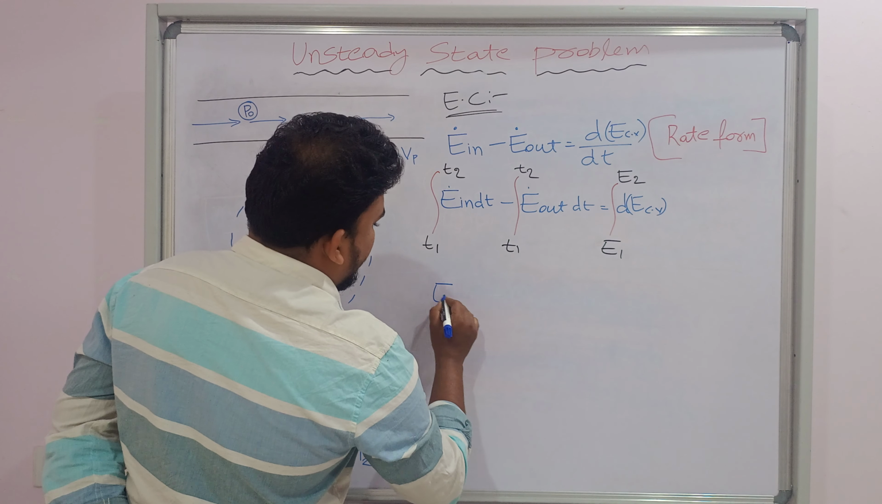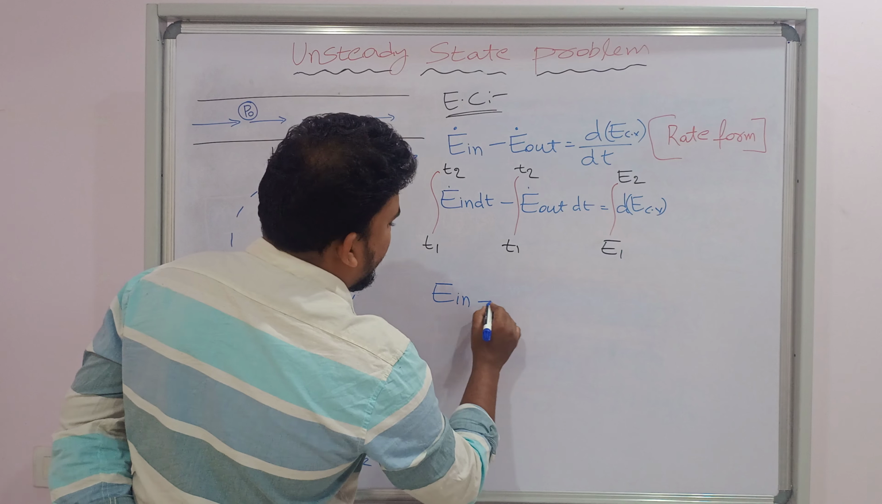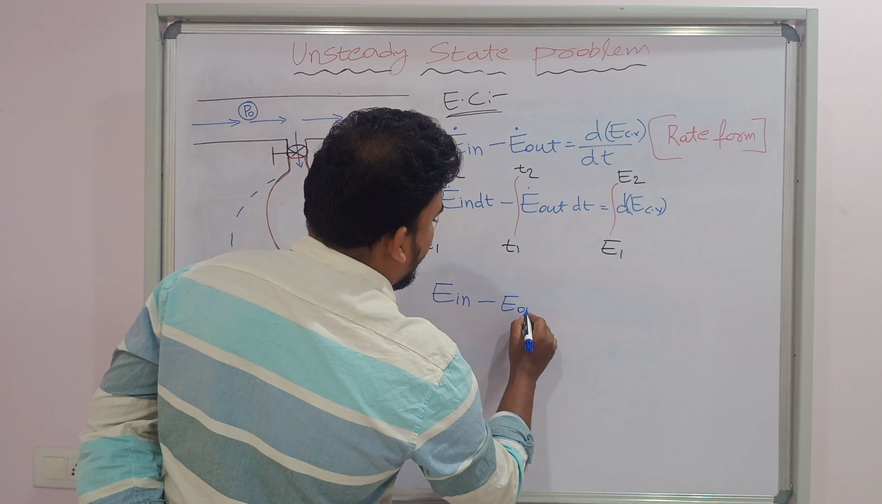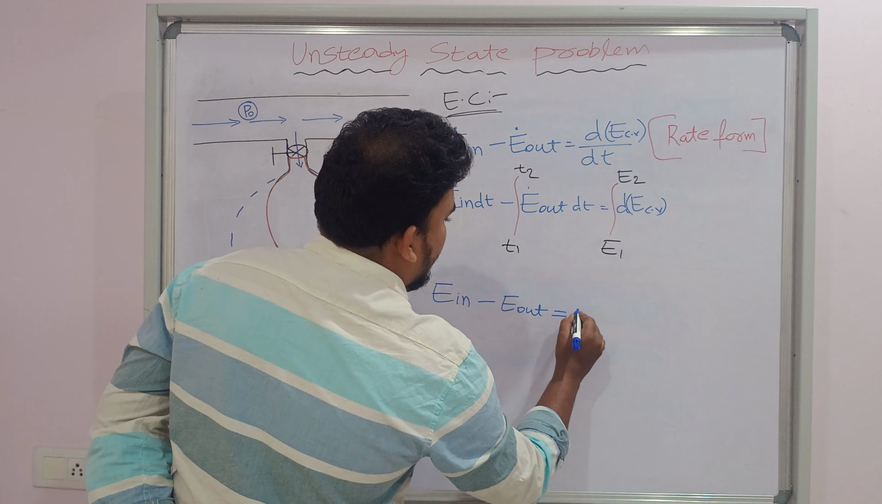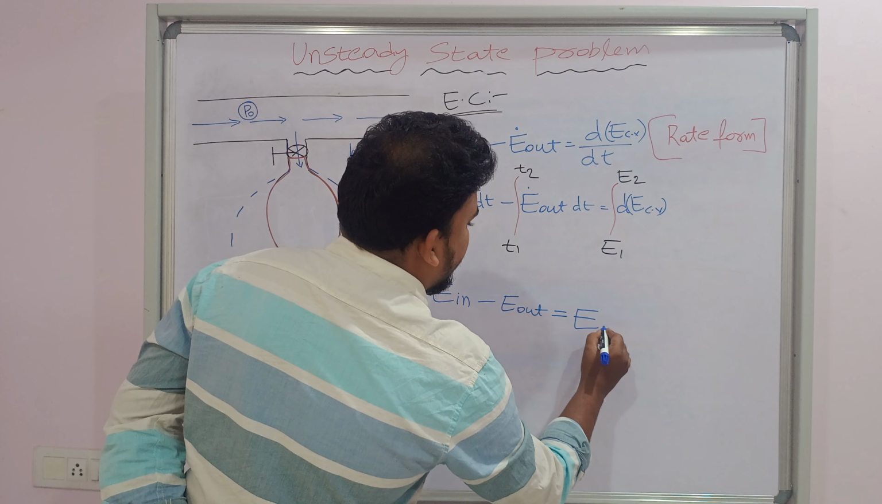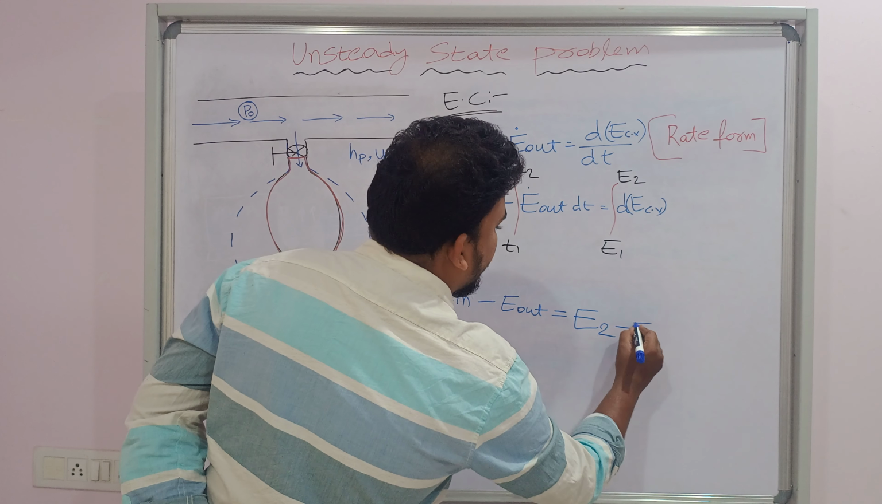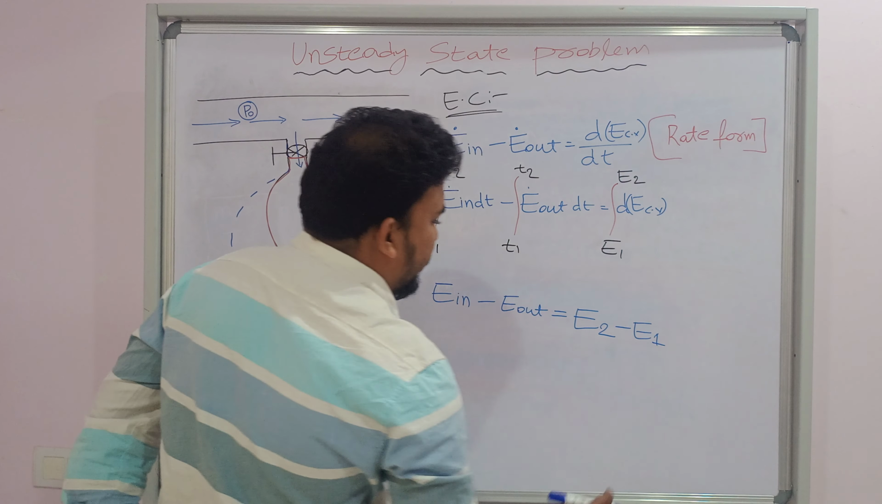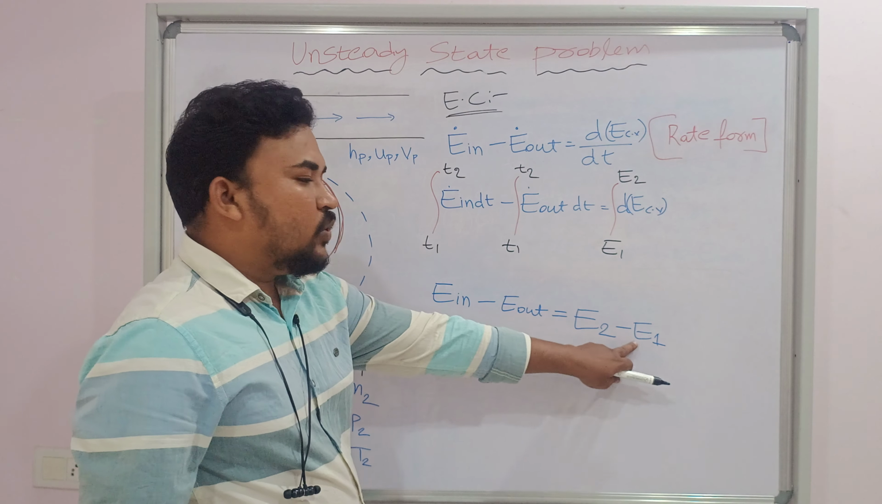So the final equation will be energy in to the control volume minus energy out from the control volume, which is equal to the change of energy of the control volume. Correct? We should know the terms E2 and E1.